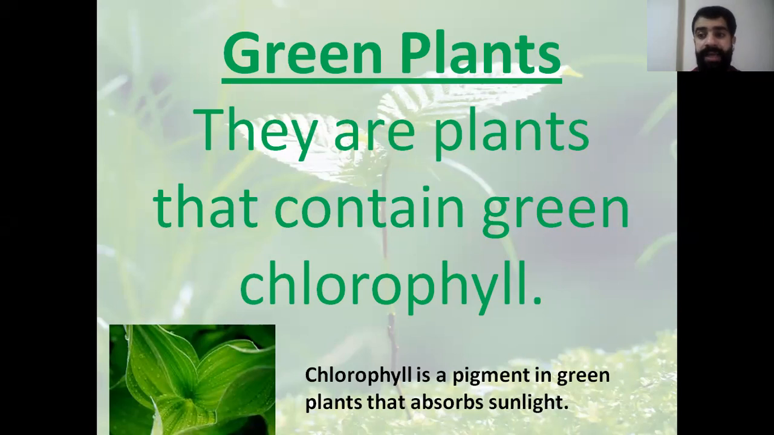So as a definition, green plants are the plants that contain the green chlorophyll. Without the chlorophyll, the green plants won't be green. They will have another color other than green. So they are classified as chlorophyllic plants because they contain the chlorophyll, while if chlorophyll is absent, they are classified as non-chlorophyllic plants. So green plants contain the green chlorophyll, a pigment that absorbs the sunlight and makes the color green.